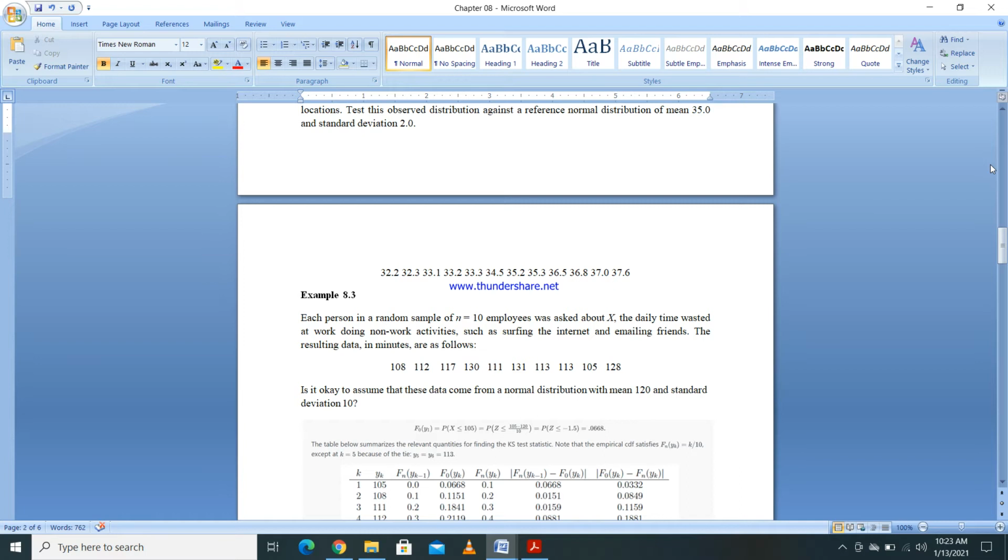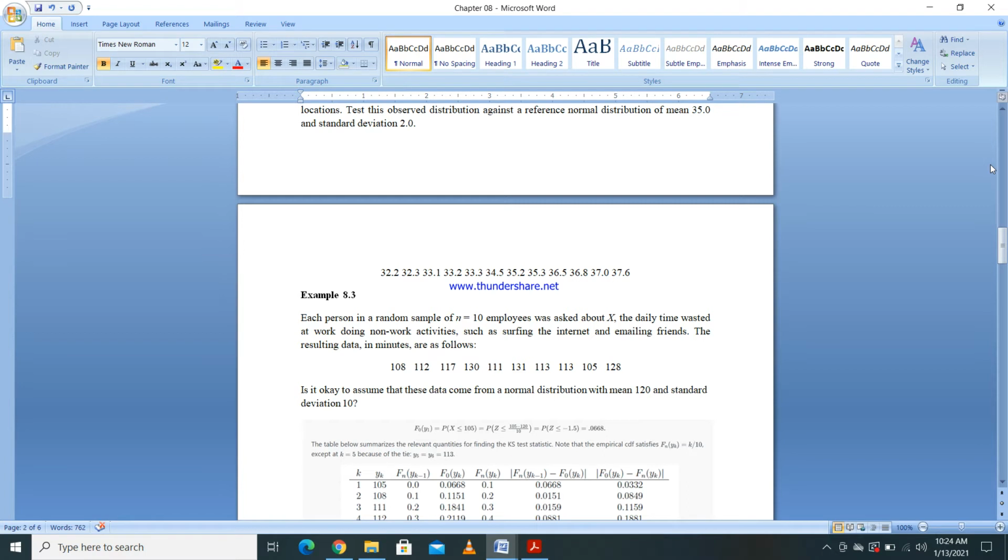Alright, so what you have to do here is, we have a data set, 10 values, right? It gives us the time in minutes that people are wasting at their office. So we need to check whether these data are coming from a normal distribution with mean 120 and standard deviation 10. How are we going to check this thing?